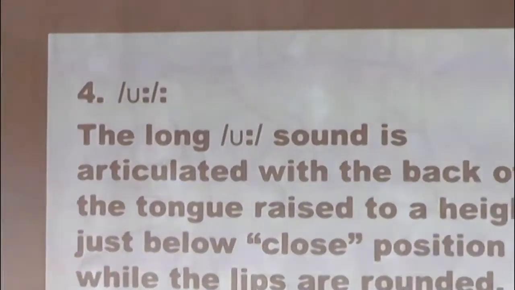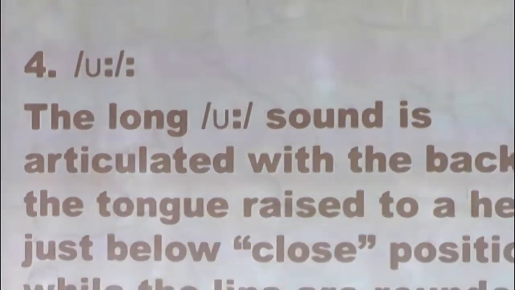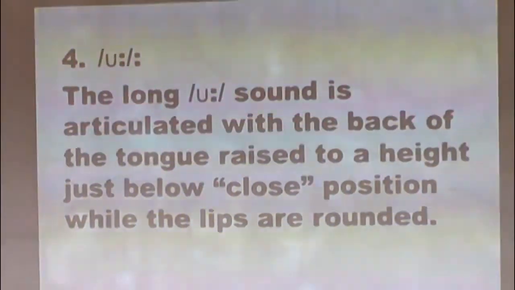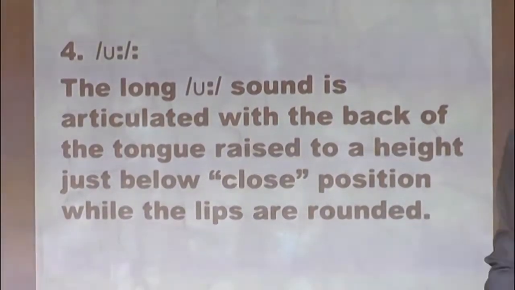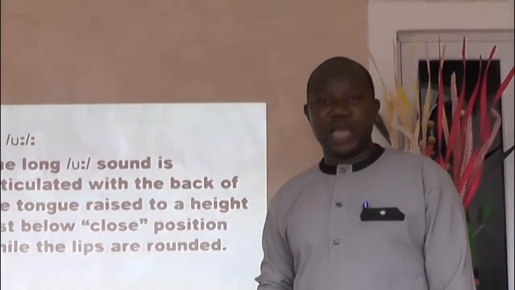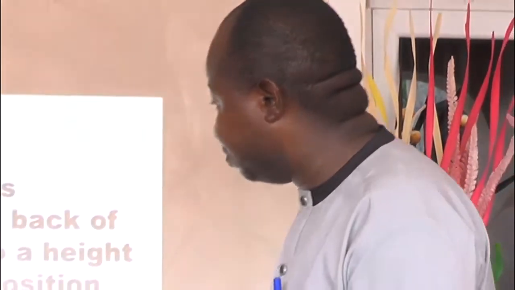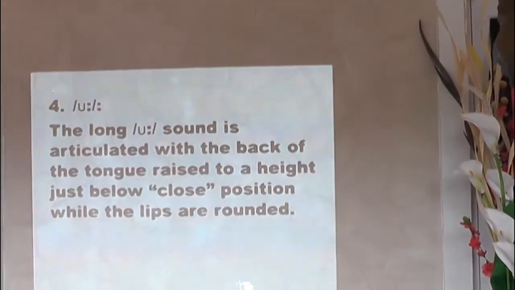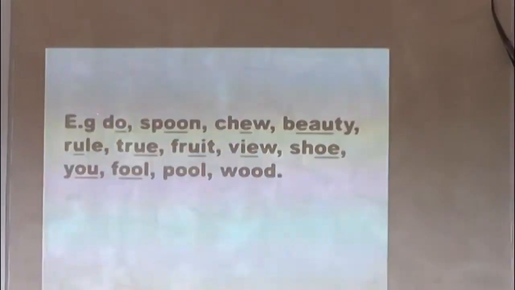Yes, this is a long form of the oo sound. The sound is articulated with the back of the tongue raised to a high position, just below closed position, while the lips are rounded. Look at me. It is pronounced as oo. Here you have round lips. Say it after me. Oo. Let's look at the examples of these sounds.